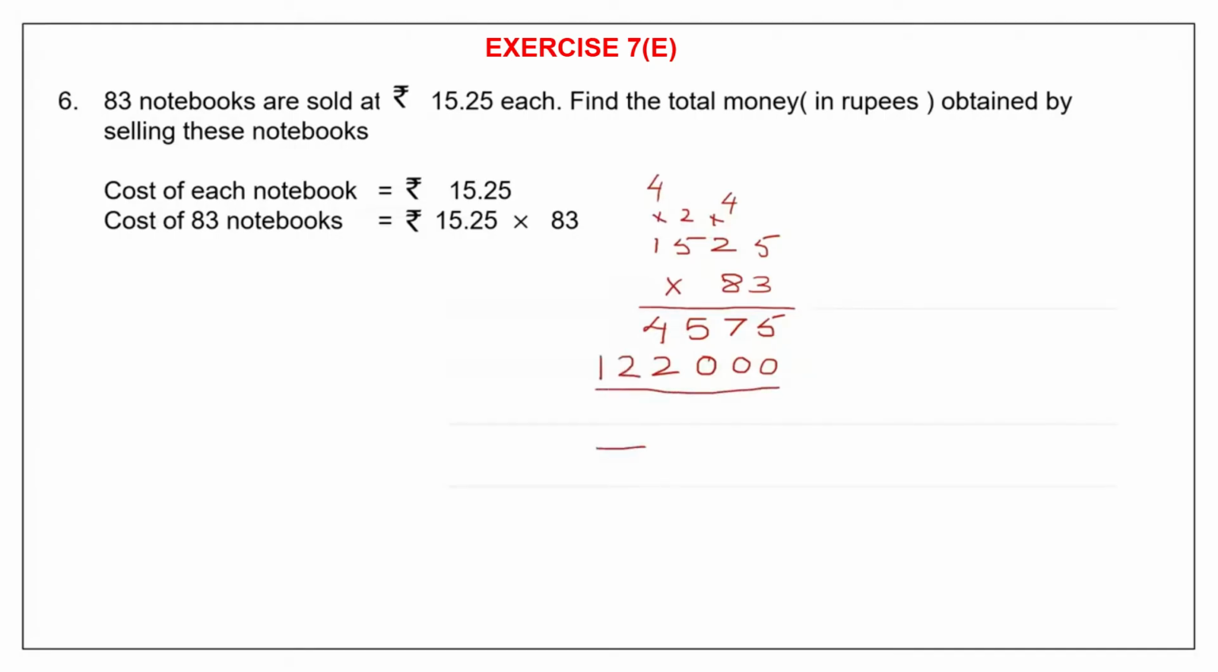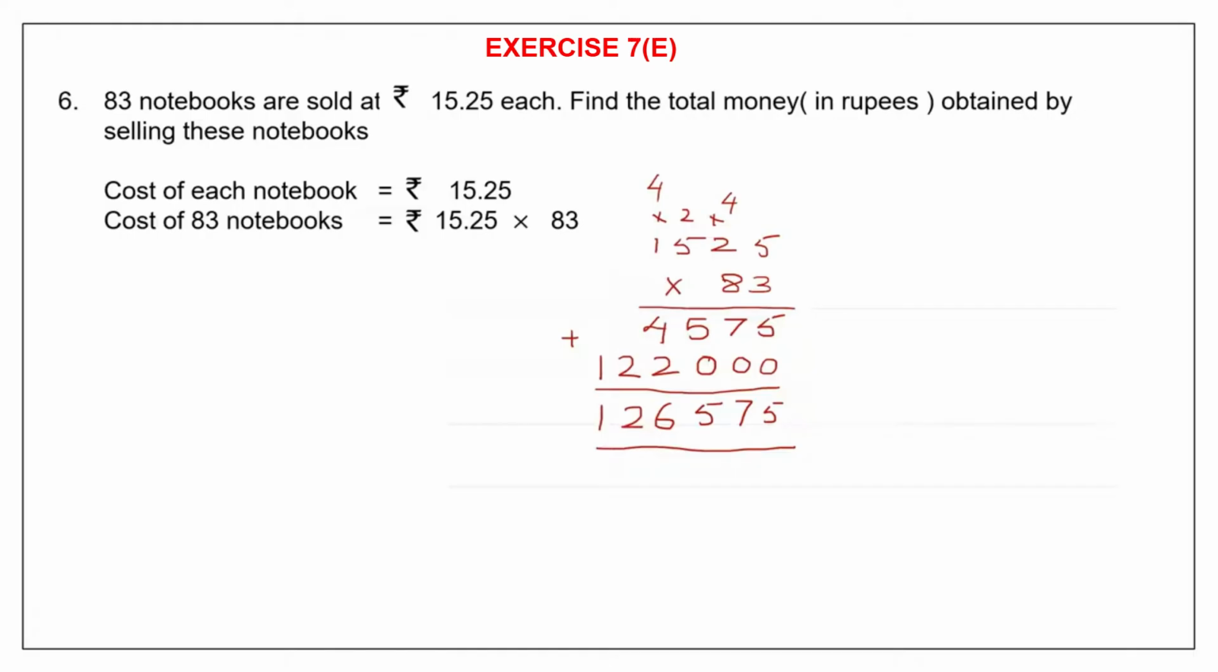Okay, now let's do our addition. We add up these two. 5, 7, 5. 4 plus 2 is 6. 2 and 1. Okay, so we've got a number here.